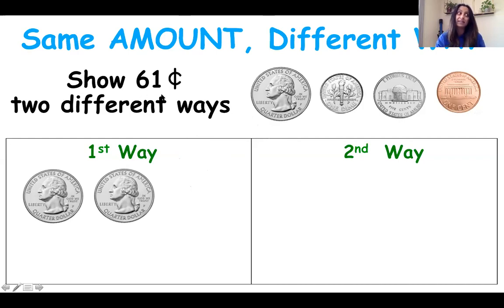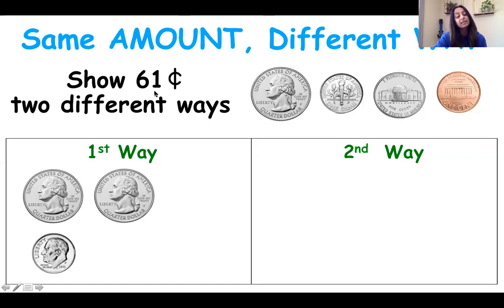So if we're at 50 cents, what could we add to get us to maybe 60 cents? How can we go from 50 cents to 60 cents? What coin is worth enough money to get us to 60 cents? You guessed it, the dime. Dimes are worth 10 cents. So if we add a dime, we'll have 60 cents. 25 cents, 50 cents, 60 cents.